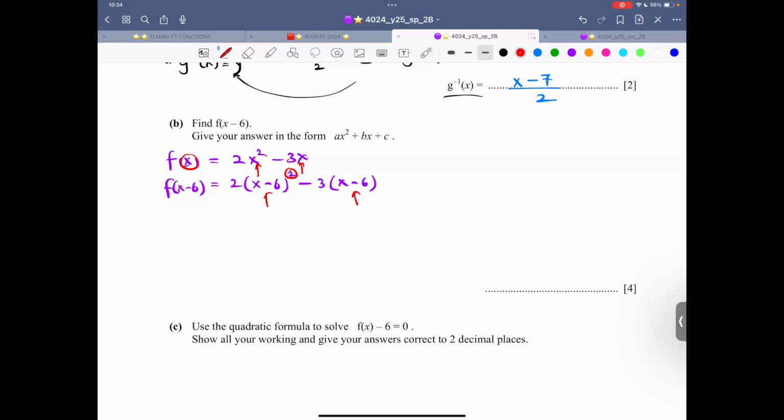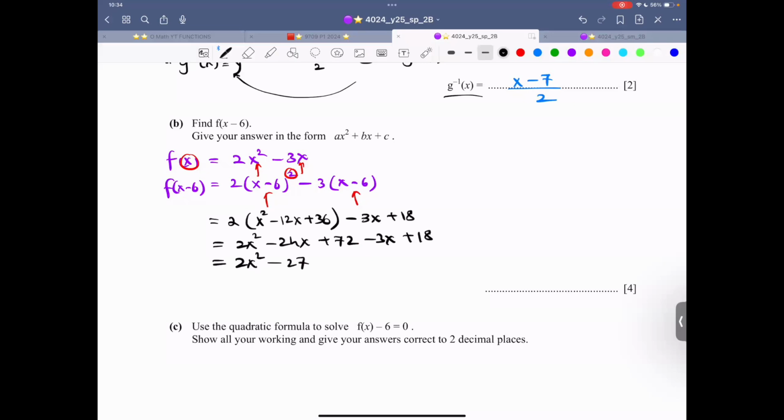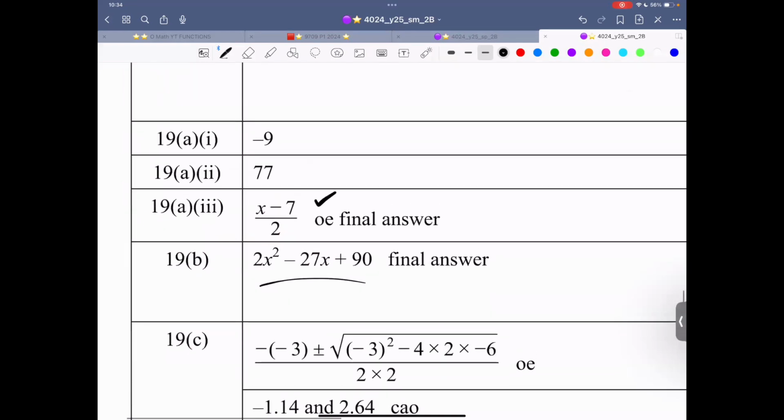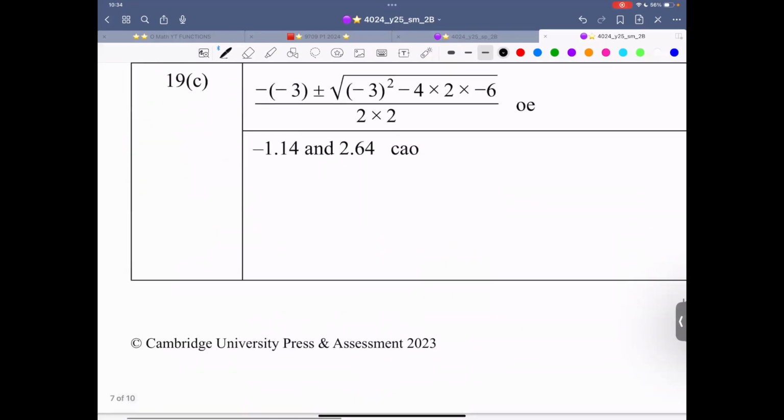Just take care of this because the working is so simple. Sometimes you make these mistakes. So this is 2x squared minus 12x plus 36. This is minus 3x plus 18. This is 2x squared minus 24x plus 72 minus 3x plus 18. So this is 2x squared minus 27x, since minus 24 minus 3 is minus 27x. 72 plus 18 is what? 90. So this is 2x squared minus 27x plus 90. This is correct. All good.